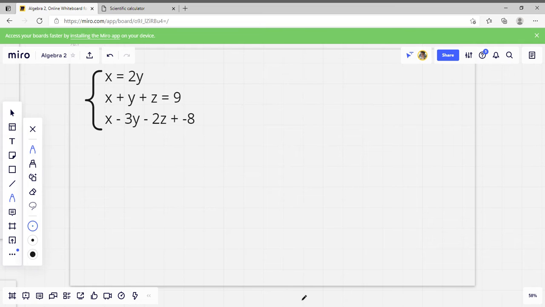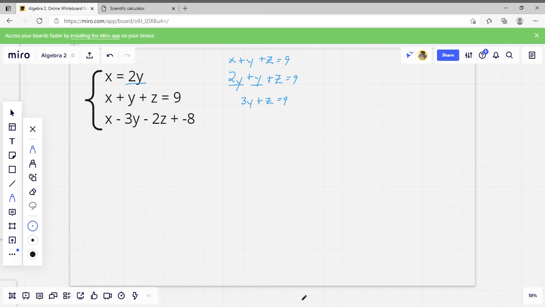I'm going to start with x plus y plus z equals 9, and I'm going to substitute in my 2y for x. So my x becomes 2y right there, plus y plus z equals 9. Wait, that should be 2y, because x equals 2y. Now I can put these y's together, and I'll have 3y plus z equals 9.